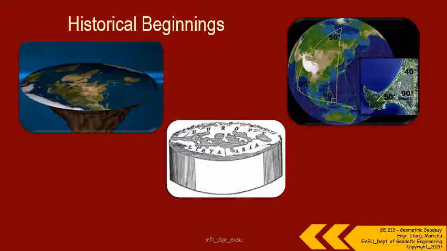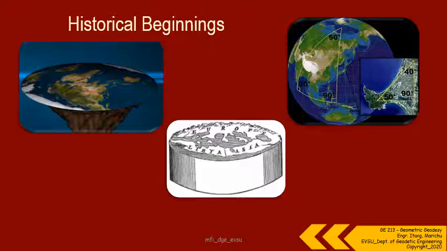So let's start with the historical beginnings of geodesy. During the Greek era, geodesy was one of the most challenging disciplines. They had no advanced instruments yet to determine exactly the shape of the Earth. So many philosophers proposed theories on what the shape of the Earth should be.